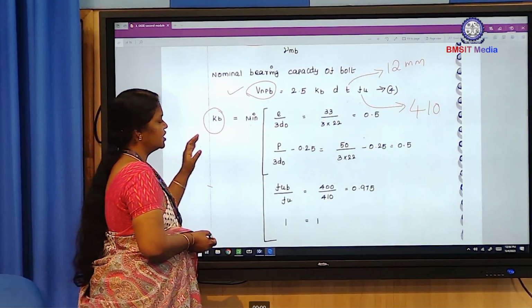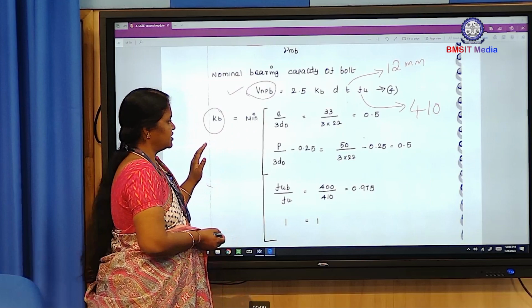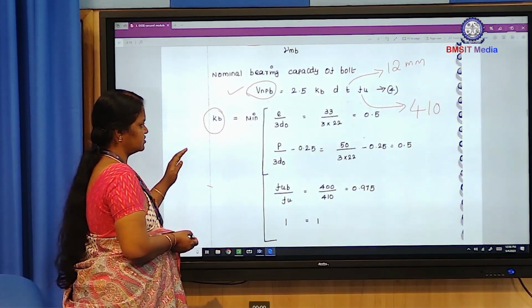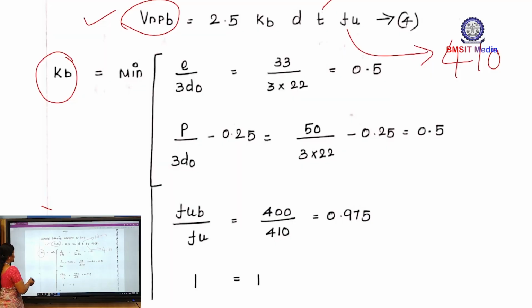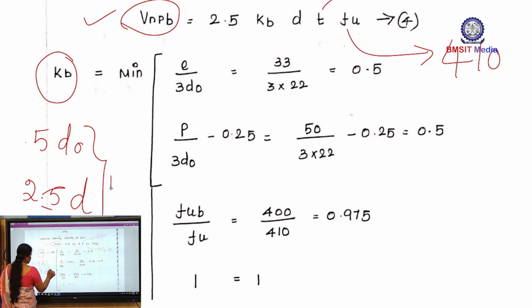Here we have to use minimum edge and minimum pitch because there is no data available in the question with respect to edge as well as pitch distance. Now coming to edge. Edge distance or end distance equal to 1.5 times of the D naught. So next one, pitch distance. Pitch distance equal to 2.5 times of the D. So both values are minimum values only, E minimum and P minimum.